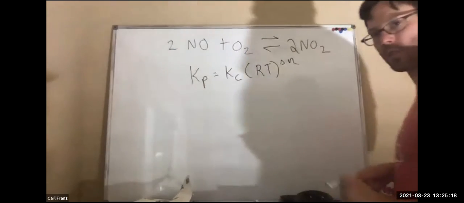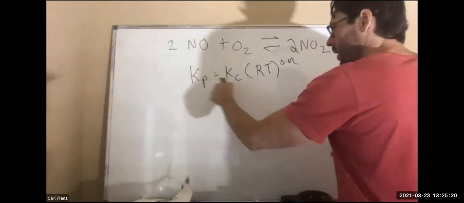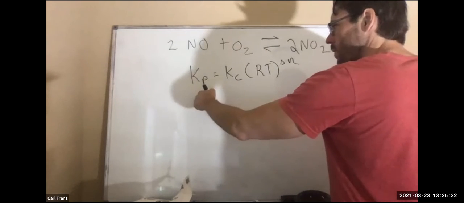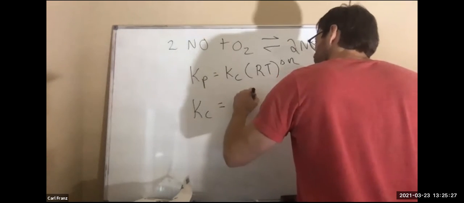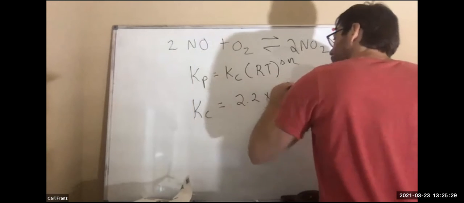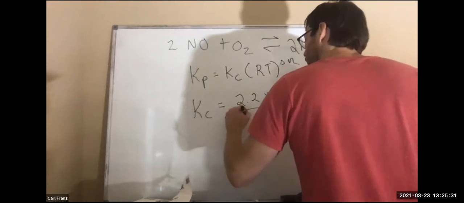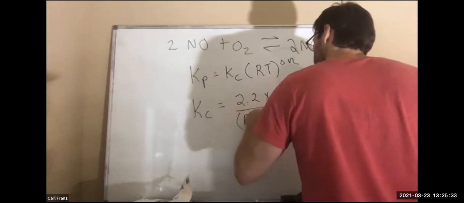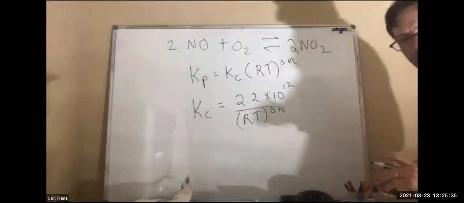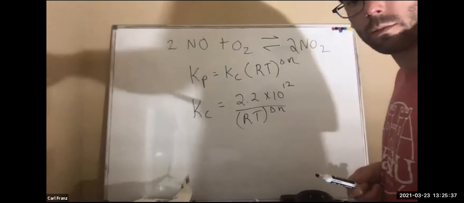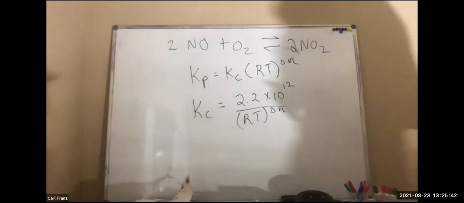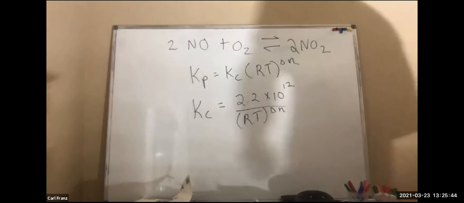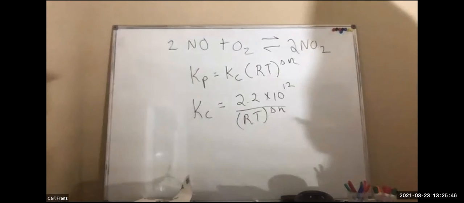Let's try it, third time's a charm. Kp, try to find Kc. So we can say that that's 2.2 times 10 to the 12 over RT delta N. Okay. So what do we fill in for RT delta N?